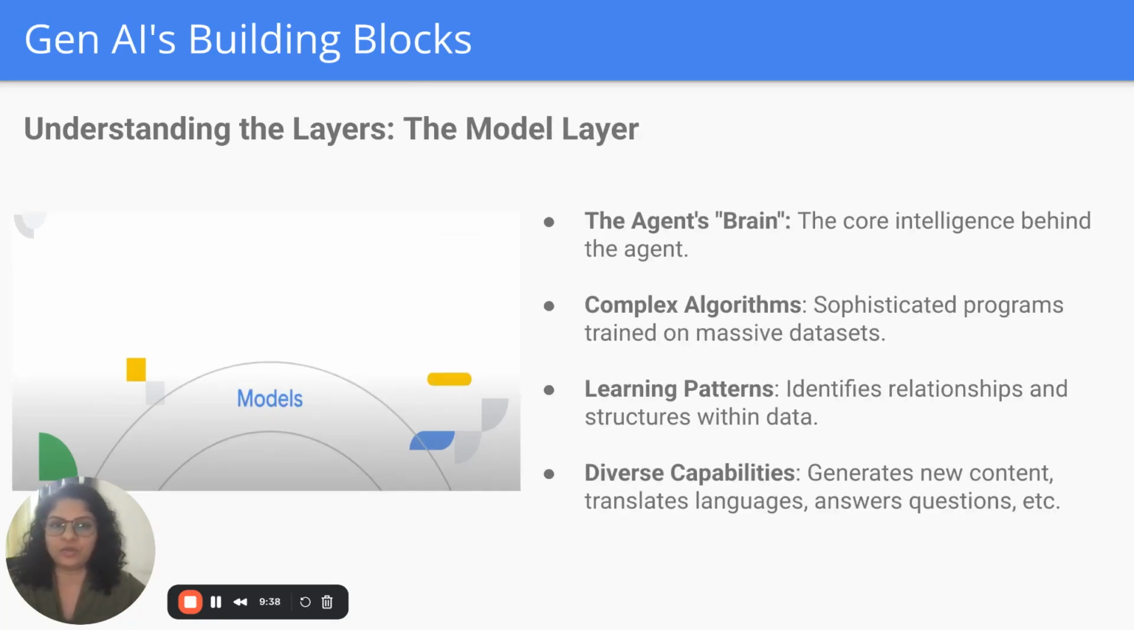Okay. So what are the models? So models are the agent's brain, we can say. The core intelligence comes from the model. The complex algorithms are written in this model. So the model has some learning patterns and they have some diverse capabilities. With those learning patterns and diverse capabilities, it creates or generates the content for us.